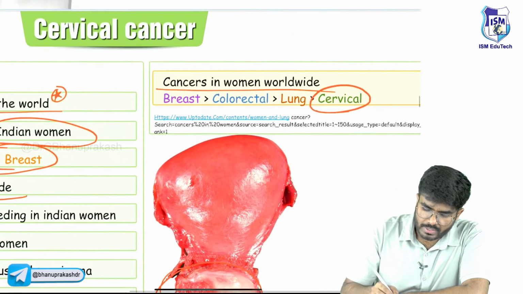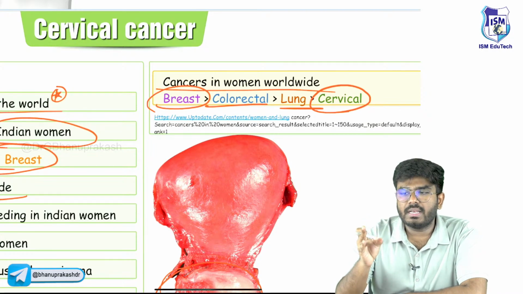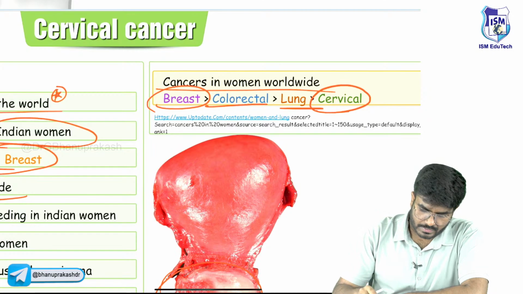What is the first most common? Breast cancer, followed by colorectal and lung. Breast, colorectal, lung, and cervical cancer. Okay, this is the order.